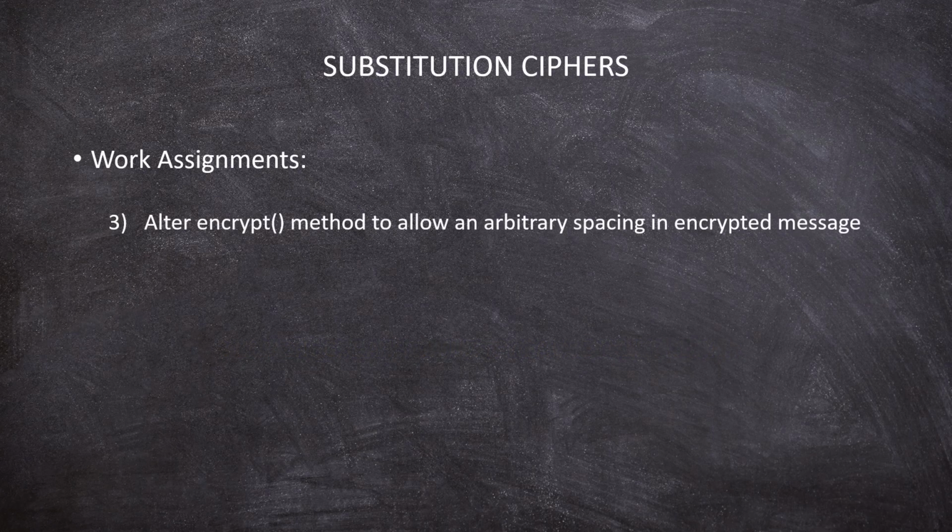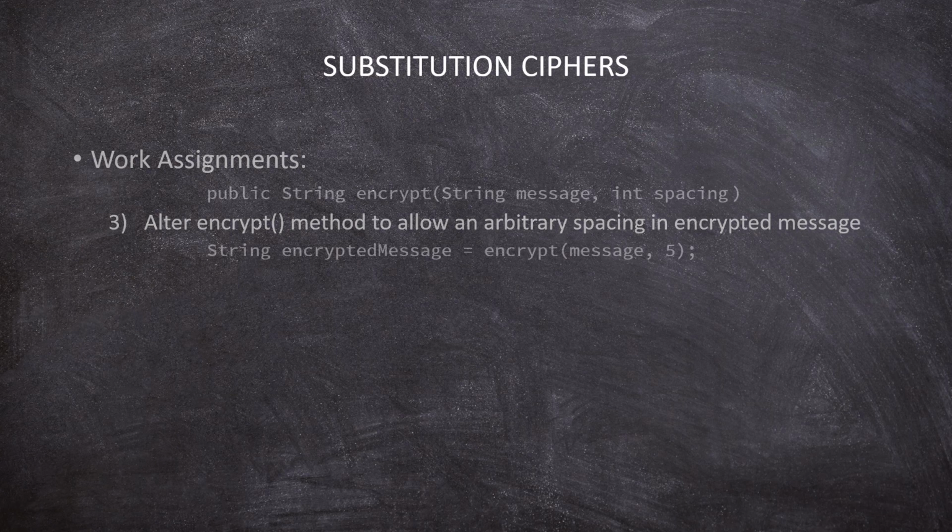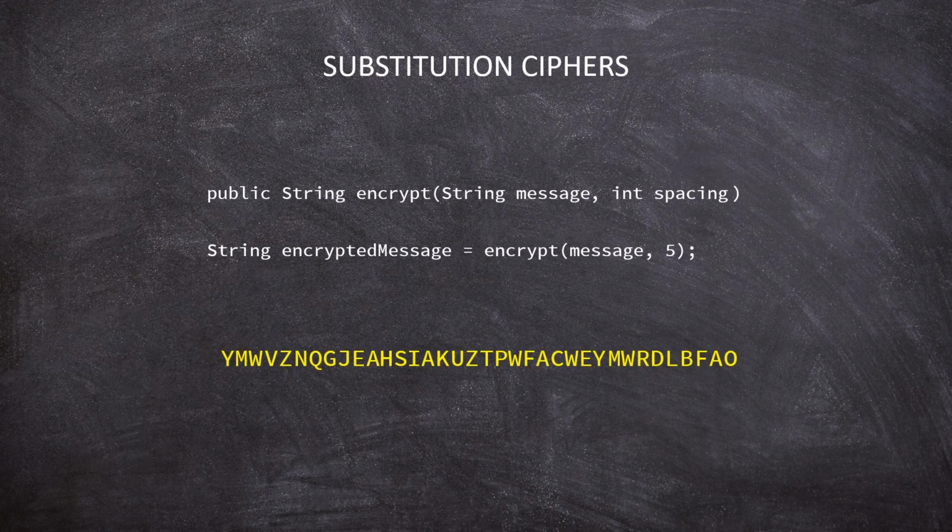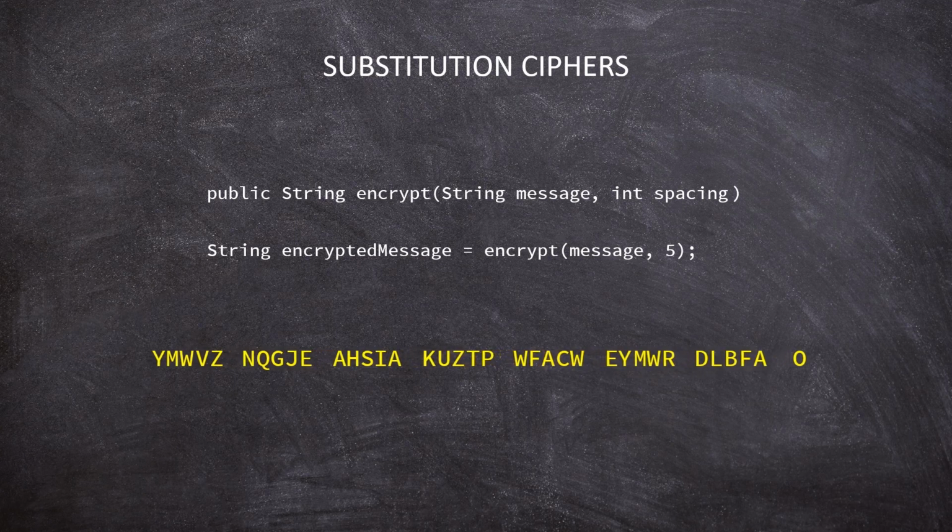And in the final assignment, what we're going to do is modify the encrypt method one more time to include a parameter that allows us to specify an arbitrary amount of spacing in our encrypted message. We can start off by taking the encrypted message with no spaces that we created in the second assignment, and then we create a new string with spacing at the specified interval. If the last group of characters is not a perfect multiple of the spacing, then you can optionally include extra padding at the end of the group to round it out, but I'll leave you to decide whether or not you want to perform this last step.